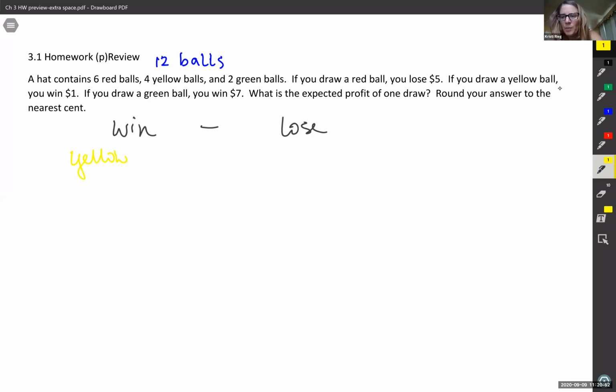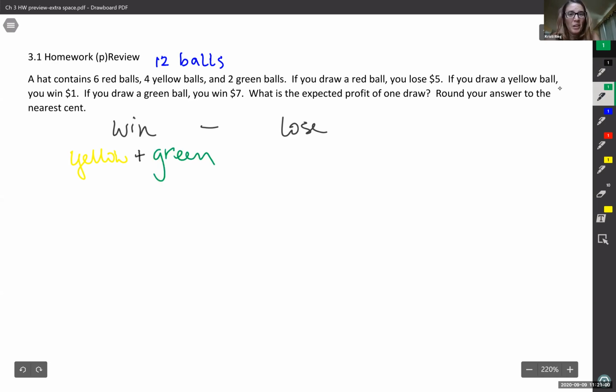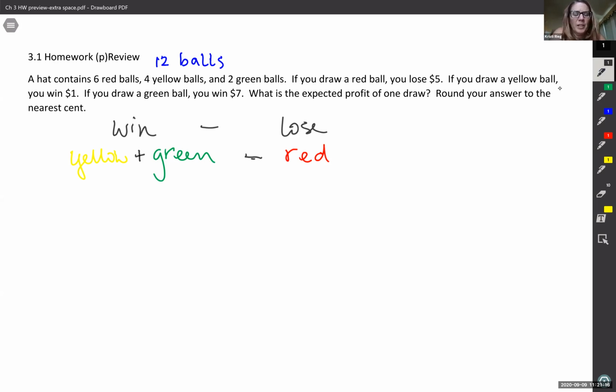Green also wins. So we're going to add the two wins together. You know what would be really mean is if I wrote the word green, but I wrote it in red. That'd be really messy. Okay, and then I'm going to subtract whatever's going on with the red, because that is what happens when we lose. So, all right, enough with the colors. I'll do the rest in black so it's easier to see.